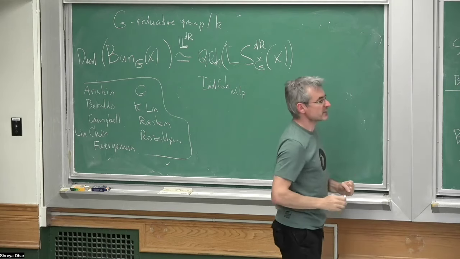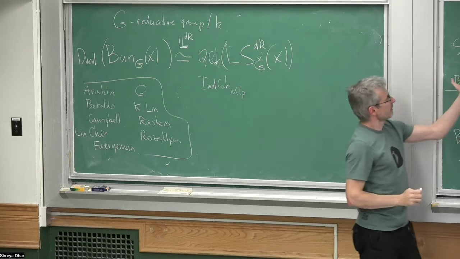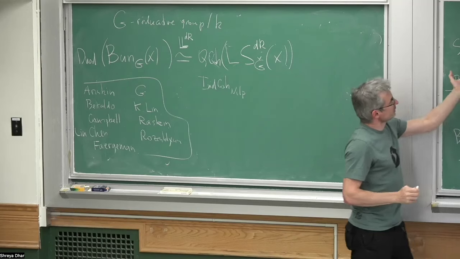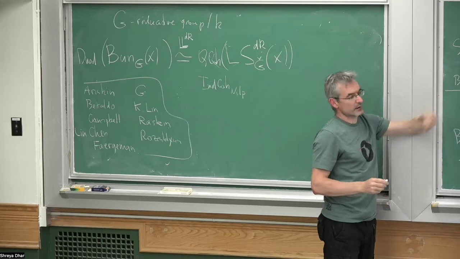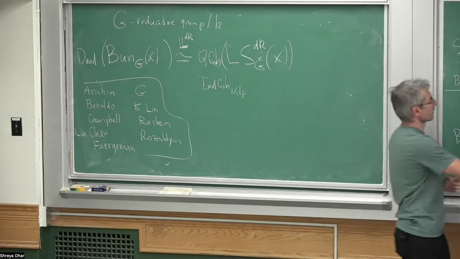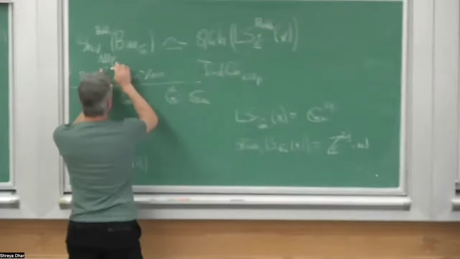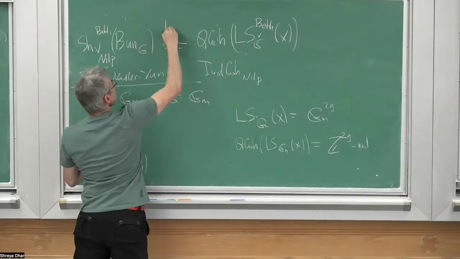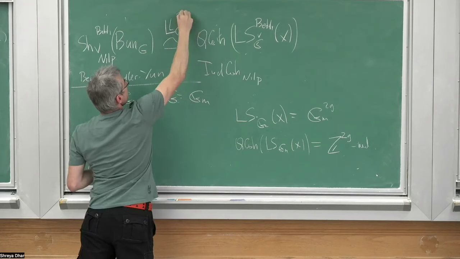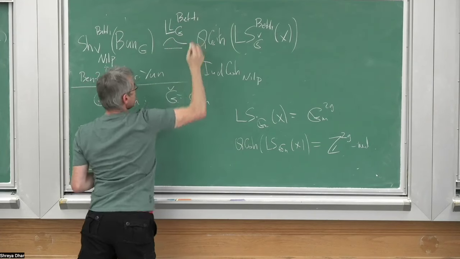This is the right replacement, and basically the fact that we figured out what to put here got the whole theory going. I haven't yet explained what it is. I'll do it in a moment. But this will be the Betti incarnation of geometric Langlands.